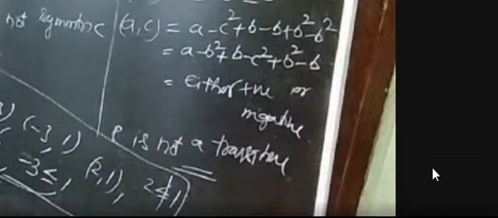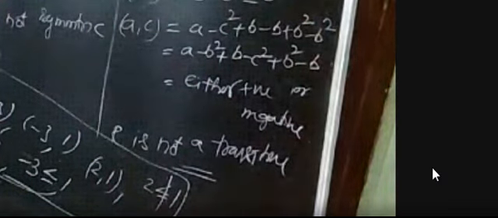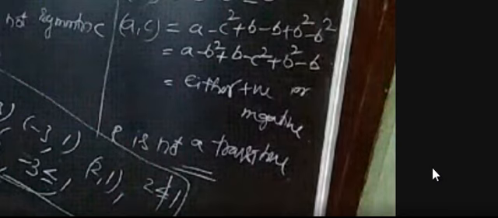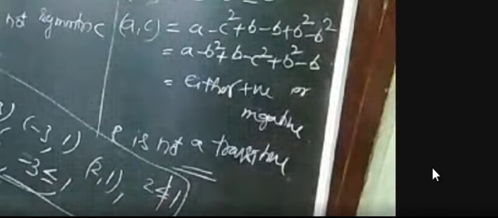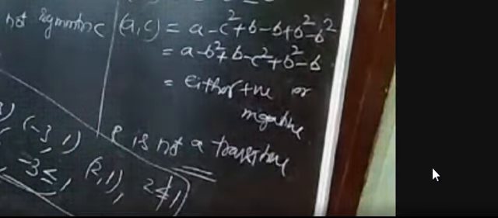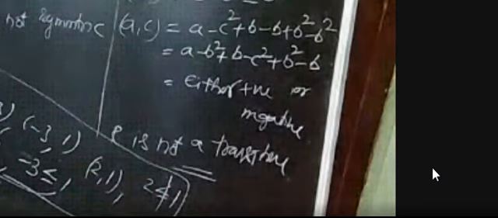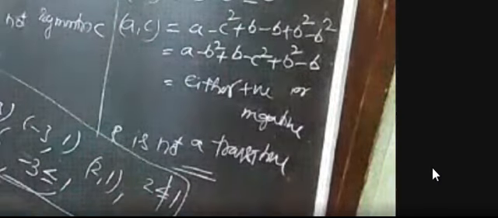Question 6-1. What is the set? The set is 1, 2, 3, 4, 5, 6. What is the relation? Capital R equivalent to A comma B such that B equivalent to A plus 1.